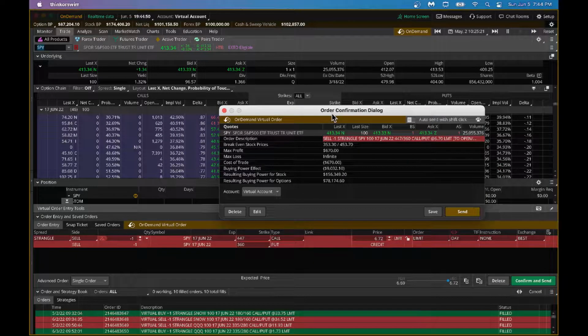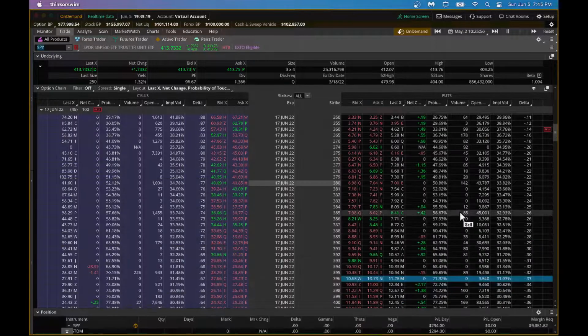As you see here, look, we are making around $670 here, and maximum loss is infinite. But hey, it's not always infinite. SPY won't go bankrupt. Don't worry too much. And buying power effect is around $9,000, as you can see here. You got to have nice buying power. You don't have to have money, but if you have some borrowing power, that's what's required. We'll confirm and send this one right here. All right, so we confirmed and sent this here.